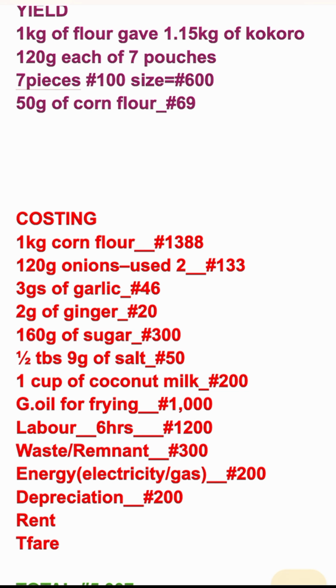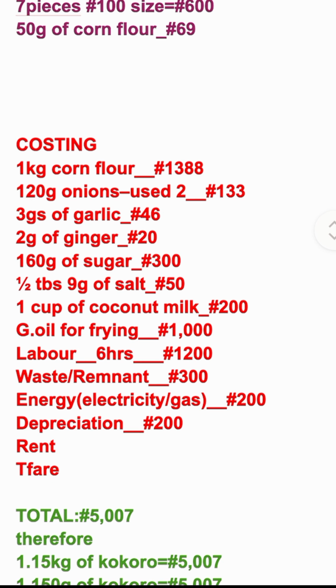So 1 cup of coconut is 200 gram. A coconut costs 700 naira or 600 naira. So after blending, I divided it into 3 times 1 cup in the bottle after extracting my coconut milk. So that costs 200 naira.